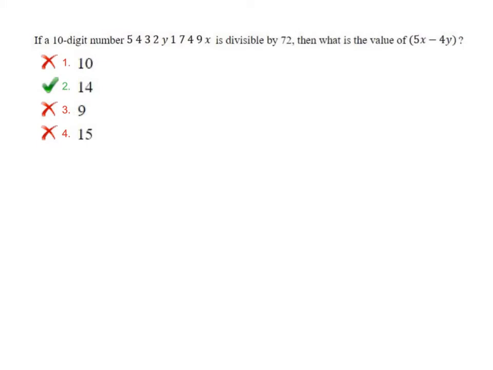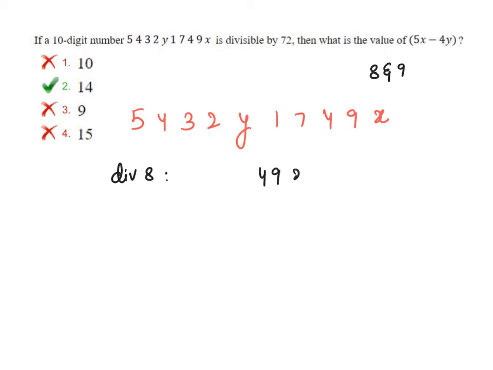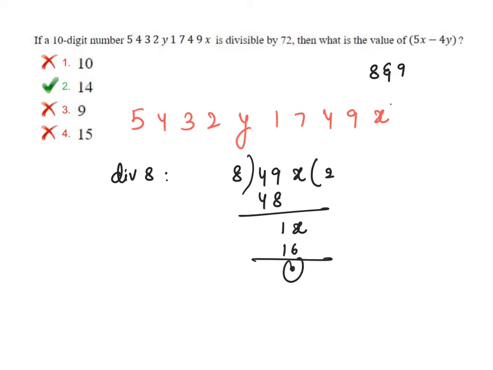If a 10 digit number 5432y1749x is divisible by 72, what is the value of 5x minus 4y? 72 means it is divisible by 8 and 9. Divisibility rule of 8 if you apply, the last 3 digits should be divisible by 8. 49x. If you divide it by 8, 48 is gone. Then 1x, which means 8 2s are 16. Therefore, the value of x must be 6. So, instead of x, I am writing 6 here.